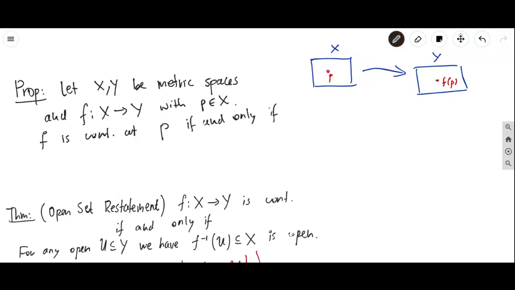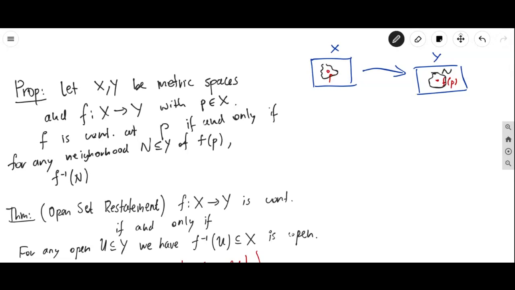And the idea is that instead of picking an arbitrary open subset of Y, since you're focused at this point, you're going to pick a subset of Y that contains this point. It could be open, but I think it's better to just use neighborhoods here. So here you're going to draw a neighborhood N. f is continuous at p if and only if for any neighborhood N in Y of f(p), something that contains f(p), the inverse image f⁻¹ of this neighborhood is a neighborhood of p.